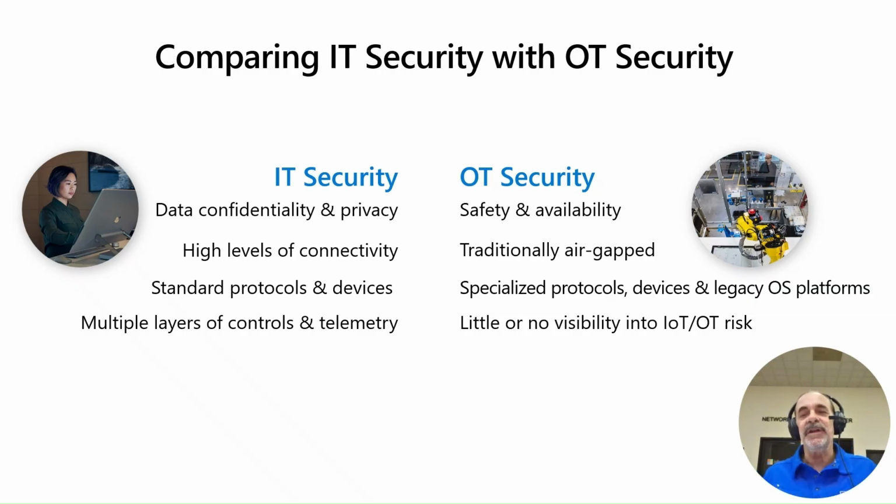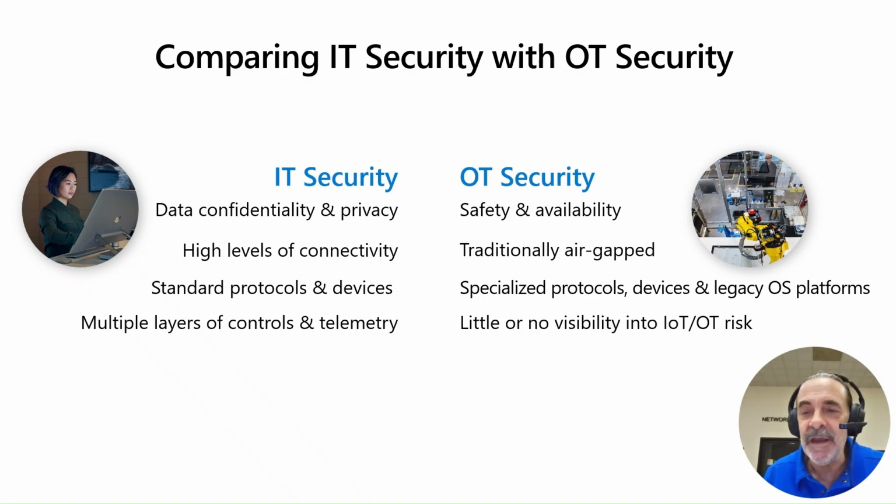So here's that discussion that I said we were going to have on the differences between IT security and OT security. In IT security, we're concerned about data confidentiality and privacy of our users. That's our number one concern. On the OT network, it's safety and availability. You don't want to hurt anyone or break anything, and we want the machine to be up. Uptime is more important than privacy.